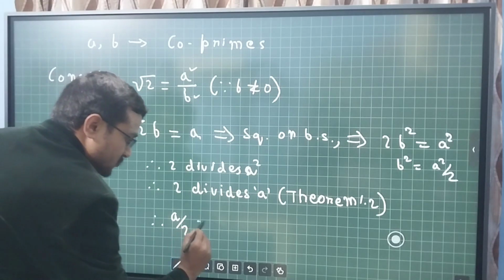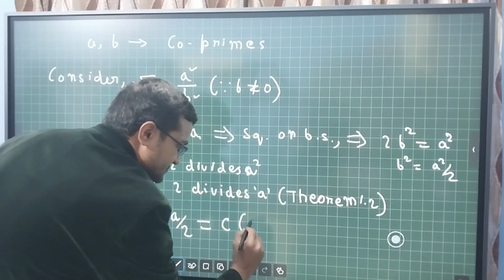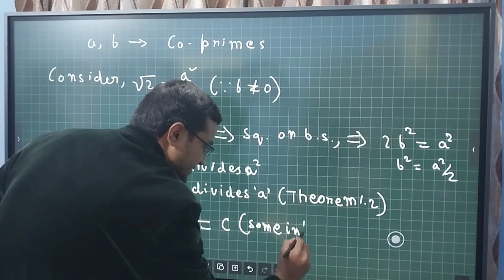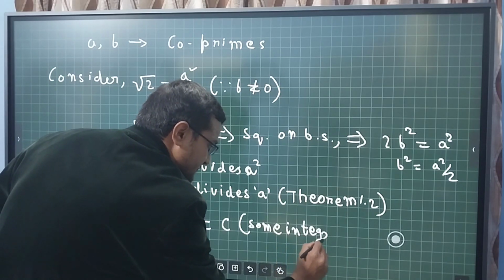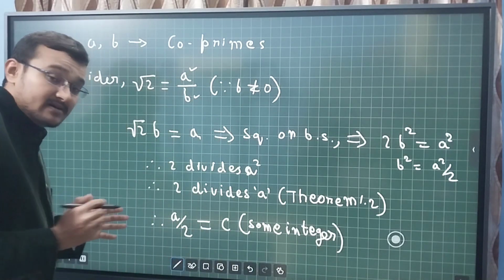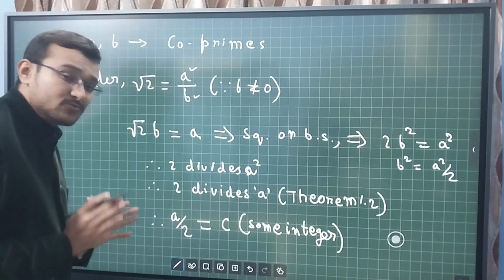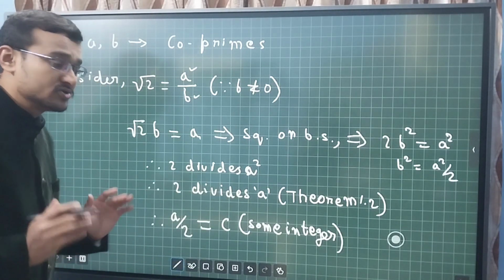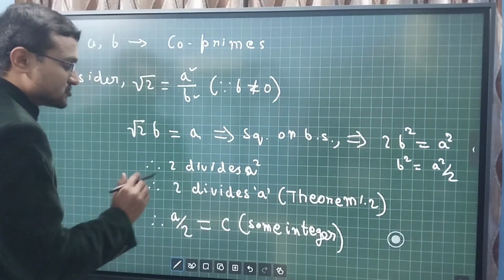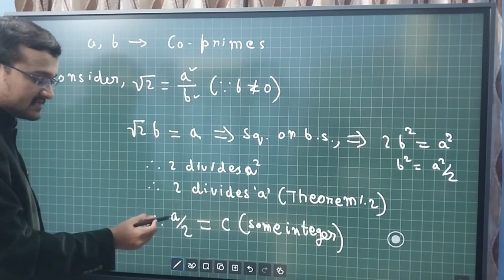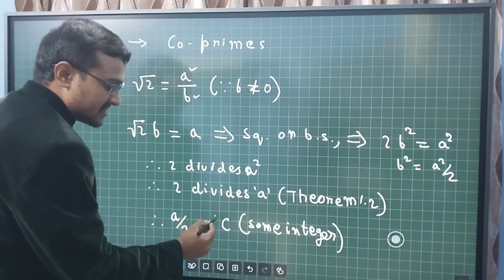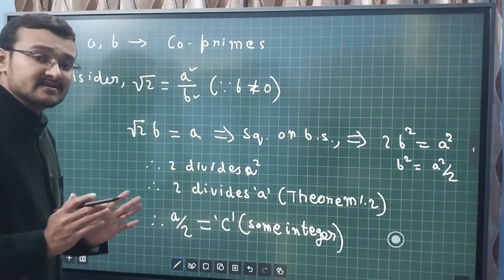Therefore A by 2 is equal to C. This is some integer, so C is some integer. So here, when 2 divides A, we get one number C, which is an integer, because here we already proved 2 is dividing A. So now 2 divides A square, 2 divides A. That means when A is divided by 2, we'll get one number. Let's assume that number as C, which is an integer.